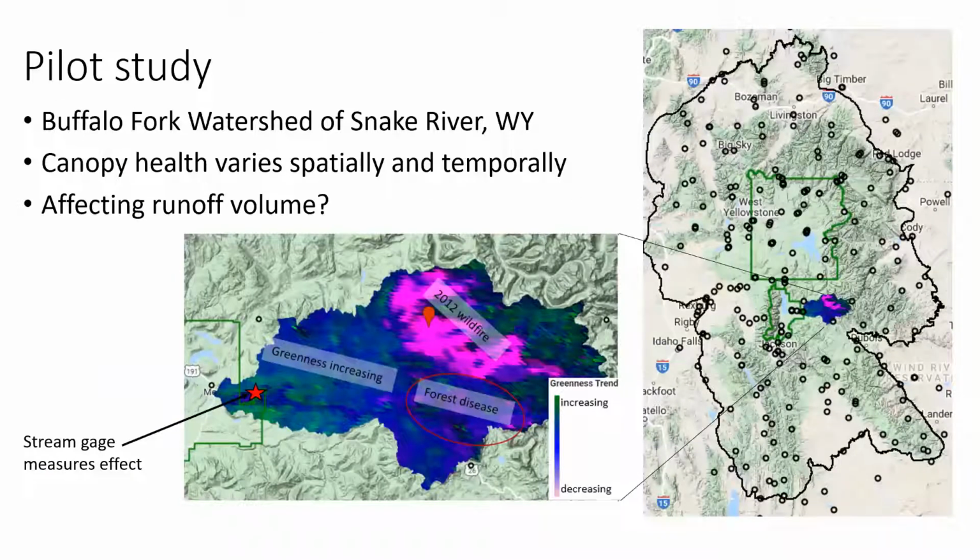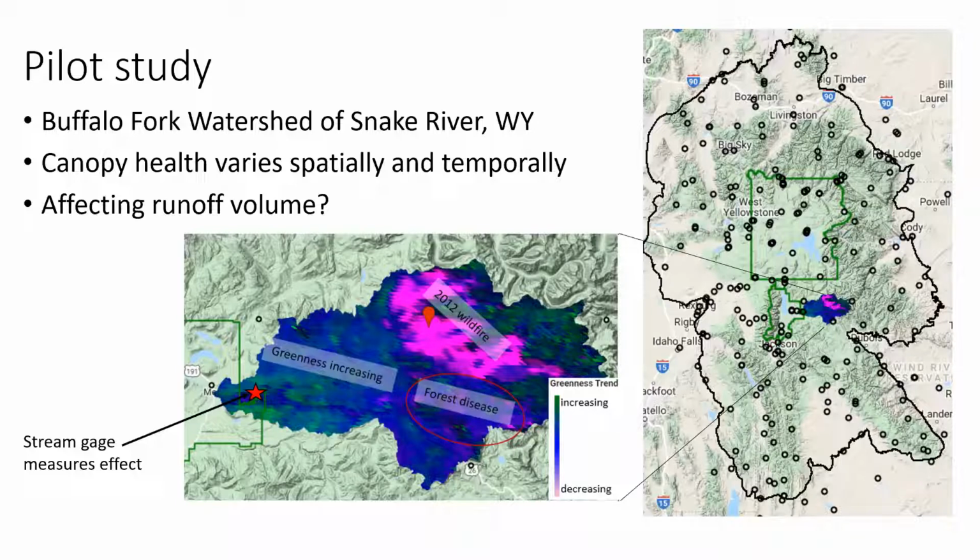Okay, so we have a pilot study that we established on the Buffalo Fork watershed of the Snake River, which contributes water to Jackson Lake. And what I've shown here is a trend in the normalized difference vegetation index. So that's a satellite-derived index of greenness that changes over time. And you can see here areas that are increasing in greenness. So those areas increased in production, vegetation production, or biomass over time. We see areas of forest disease where it's decreasing over time. And then we see this bright pink area that is the result of a wildfire from 2012. So there's a lot of complexity spatially in this watershed and a lot of change that's occurred over time.